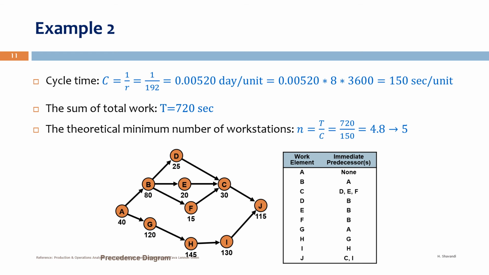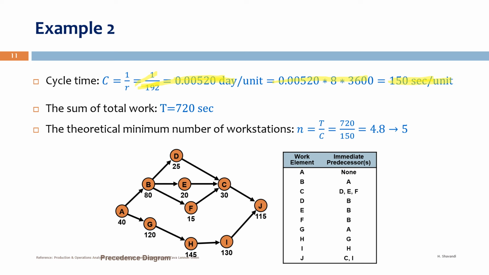Cycle time is 1 over the throughput rate, so it will be 1 over 192, and this will be in terms of day. So the cycle time is 0.00520 day per unit. If we want to have this in terms of seconds, we can easily convert this, which is in day, to be in seconds, right? So as you see here, the cycle time becomes 150 seconds per unit.